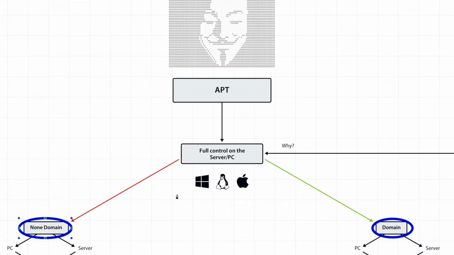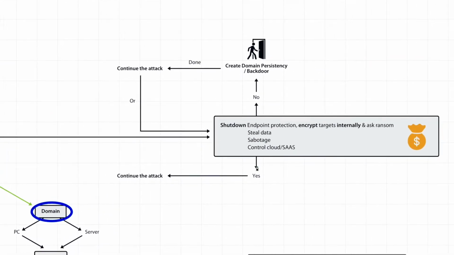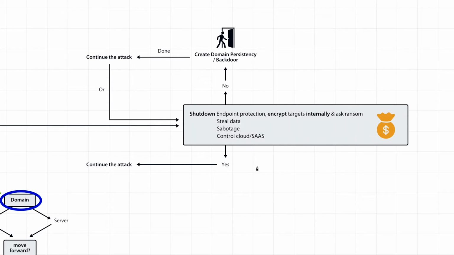Before we can proceed down each path here, let me remind ourselves real quick why we are doing it. I call it the four obvious reasons. We can encrypt targets from within the corporation and then ask for a big ransom, also not before we make sure we disable the endpoint protection on each machine. We can also steal data, cause damage to the environment, or control their cloud infrastructure or any other SaaS applications from within their organization. Those are the four obvious reasons.